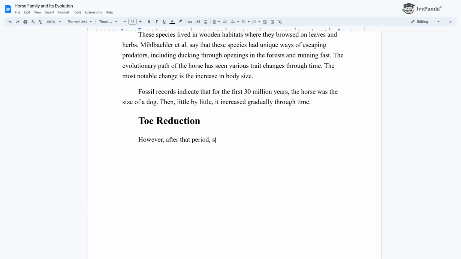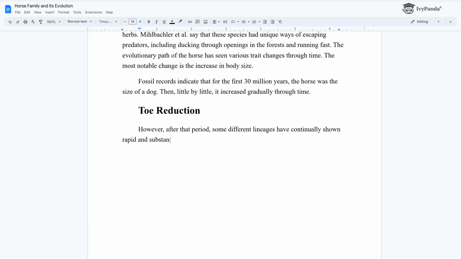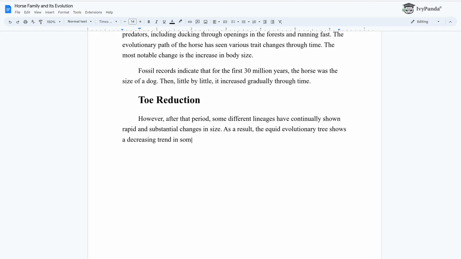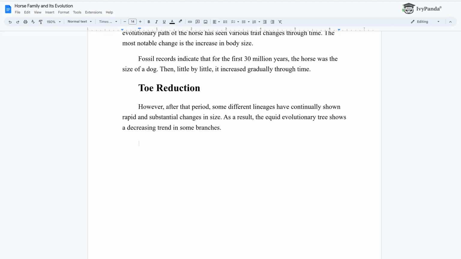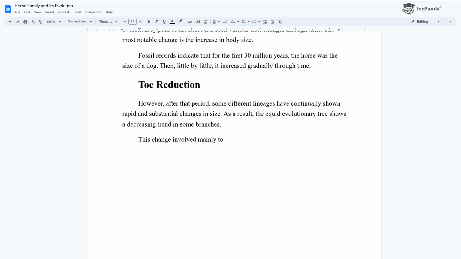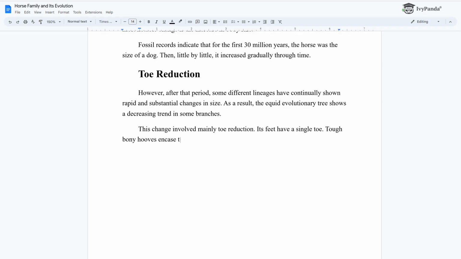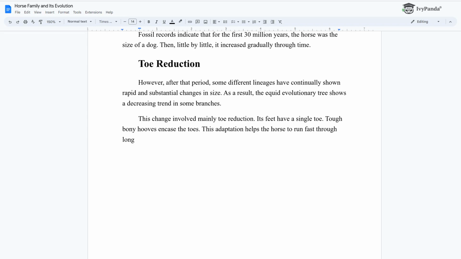However, after that period, some different lineages have continually shown rapid and substantial changes in size. As a result, the equid evolutionary tree shows a decreasing trend in some branches. This change involved mainly toe reduction. Its feet have a single toe. Tough bony hooves encase the toes. This adaptation helps the horse to run fast through long distances.